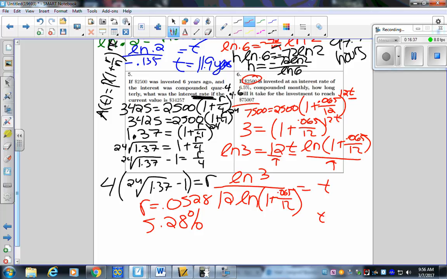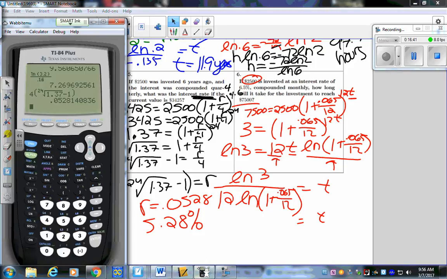So let's go ahead and do that. Okay, so I want to pull up a fraction outline. All right, so the natural log of 3 is in my numerator. In my denominator, I've got 12 times the natural log of 1 plus another fraction. So pull up another fraction outline. You can put as many fractions in a fraction as you want to on here.